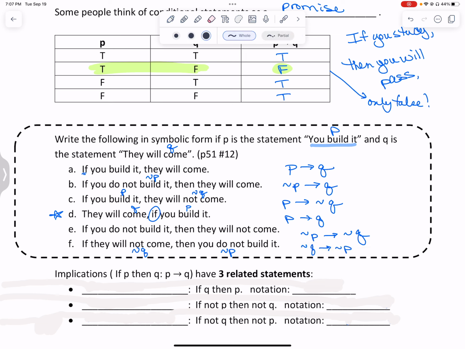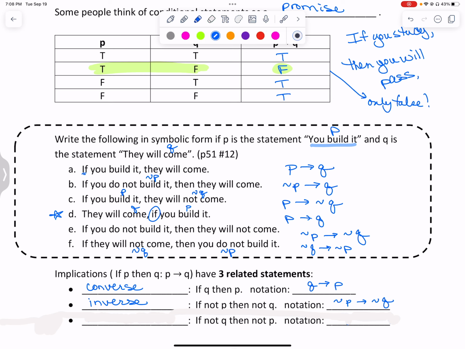So we got to get used to writing these in symbolic form. You'll have that on your test where I'll give you some stuff. You've got to write it in symbolic form. Now there are three of these over here that have a special name, okay? One of them is called the converse: if Q, then P. If you build it, they will come. The converse is, if they come, you will build it. The inverse is, if not P, then not Q. So that is this one right.